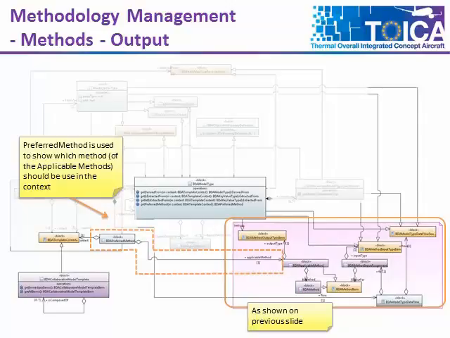Or one collaborative modelling template can be composed of another collaborative modelling template. A preferred method does not have to be specified. If there's only one applicable method, then the preferred method is superfluous. Or it could be that there is no opinion on which method should be used.